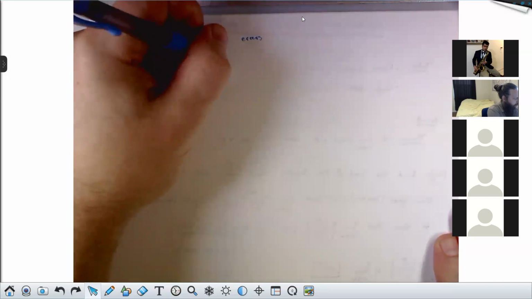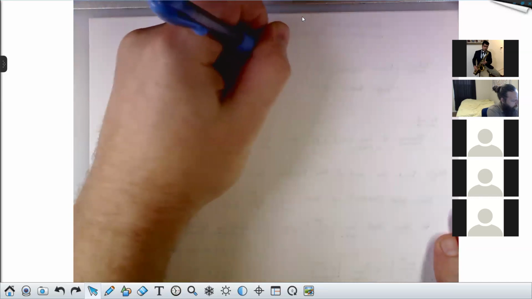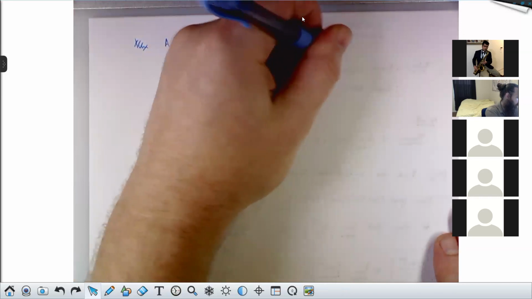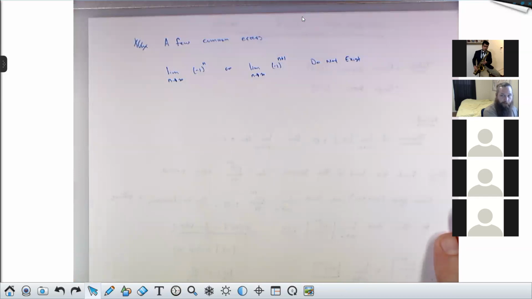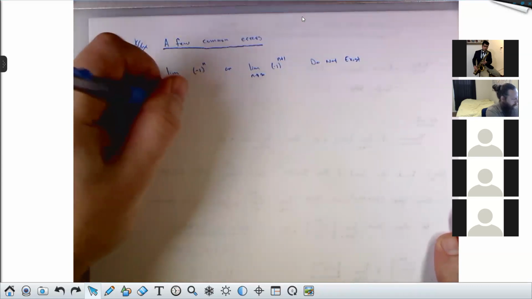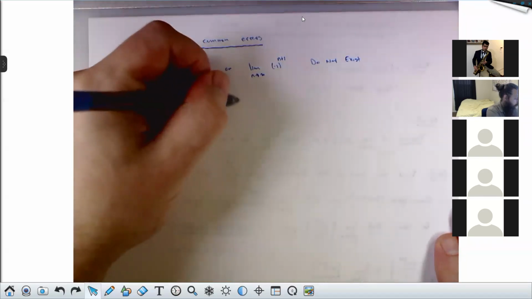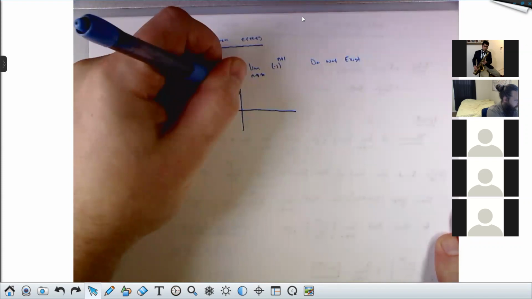The limit as n goes to infinity of -1 to the n, or the limit as n goes to infinity of -1 to the n plus 1. These guys do not exist, because they just bounce back and forth between plus and -1. Because -1 to the n has a graph looking like this, and -1 to the n plus 1 looks the same.